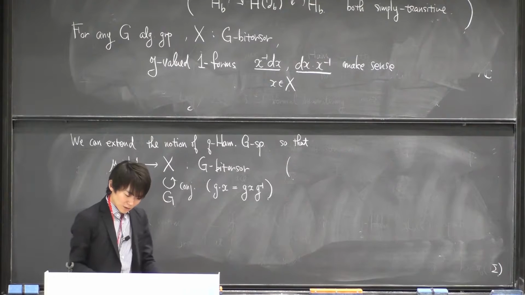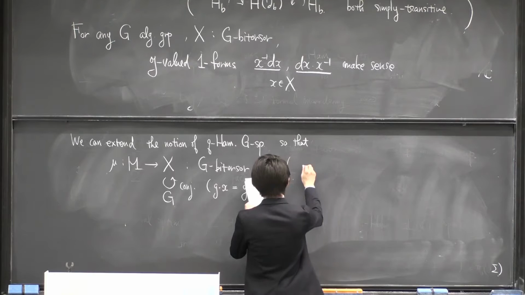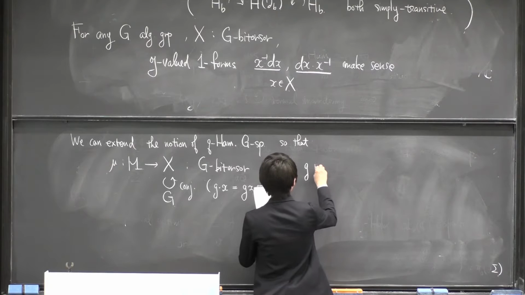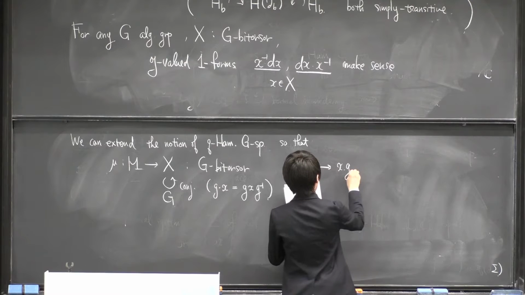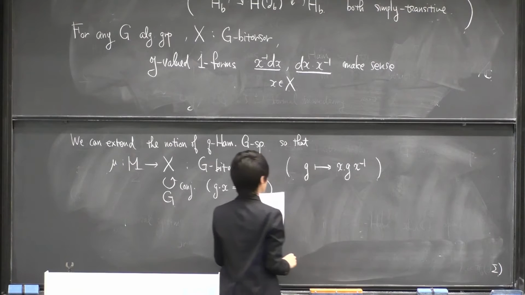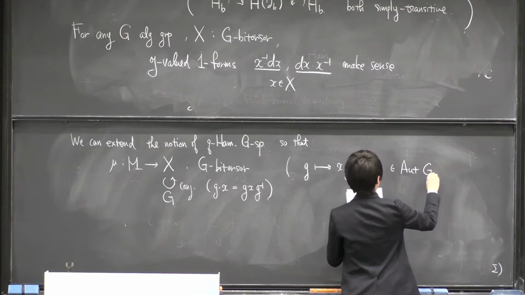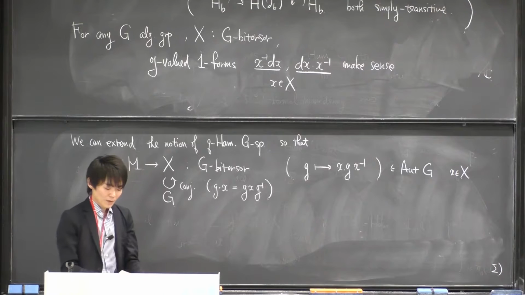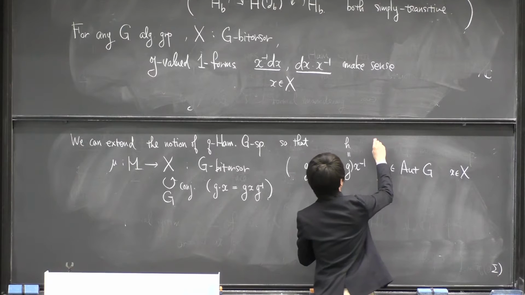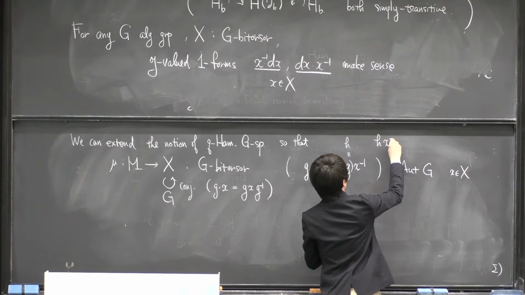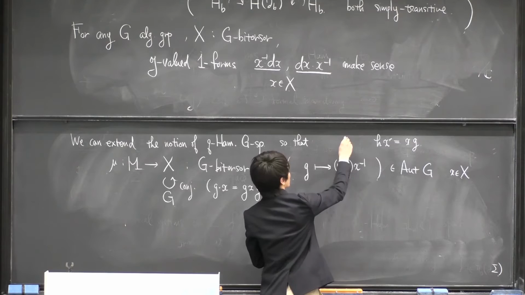But we have to assume that this X satisfies the following conditions. For a given X and a given point in X, we can define this automorphism. This is an automorphism of G. Precisely, this element is defined by the unique element of G satisfying that hx is equal to xg. Precisely, this is the definition of x g x inverse.